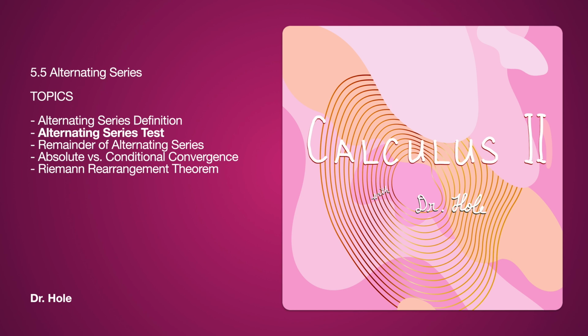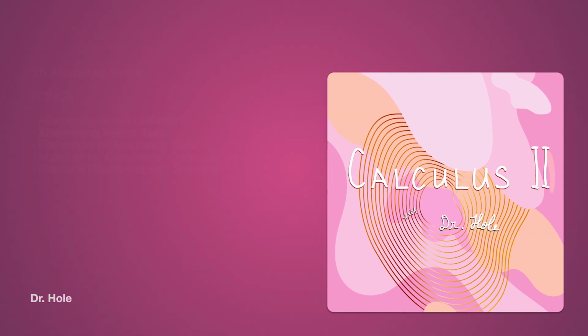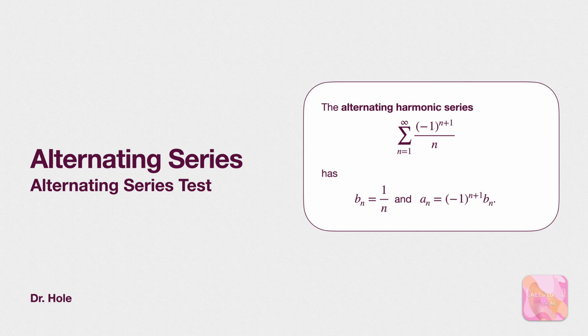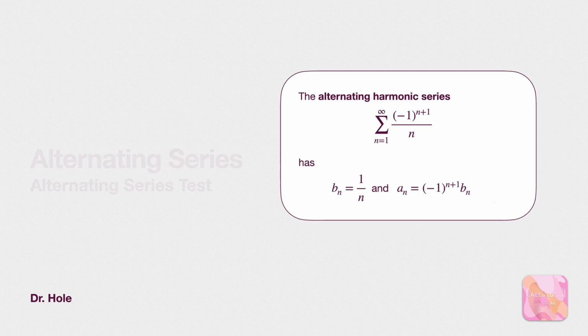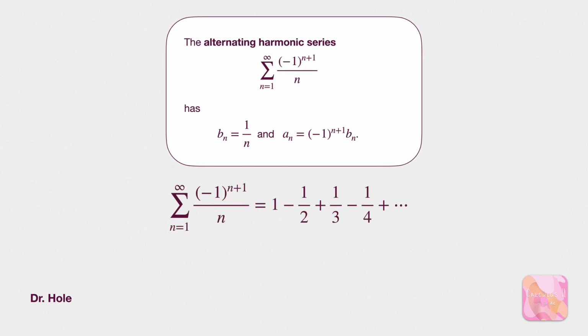And as the previous two videos introduced some convergence tests, one main objective of this video is to introduce an alternating series test to test convergence of a series. So for example, the alternating harmonic series is an alternating series. Let's investigate its behavior to determine the convergence of it.